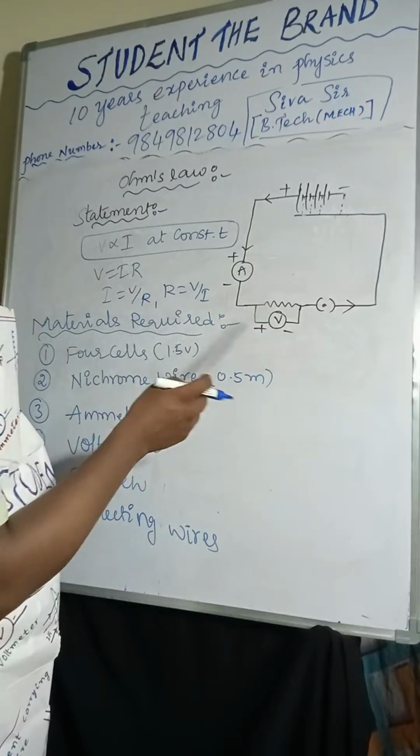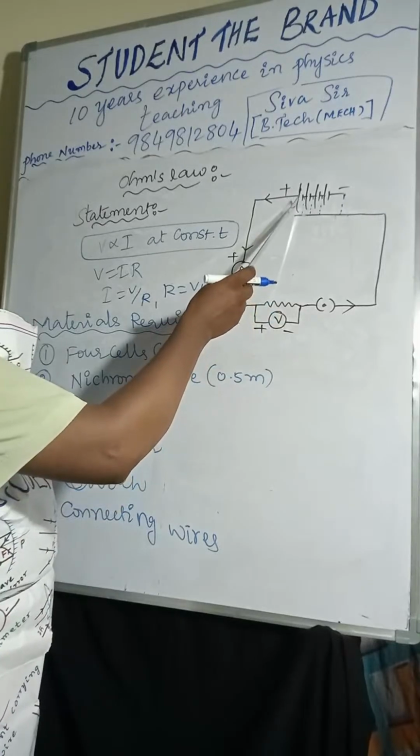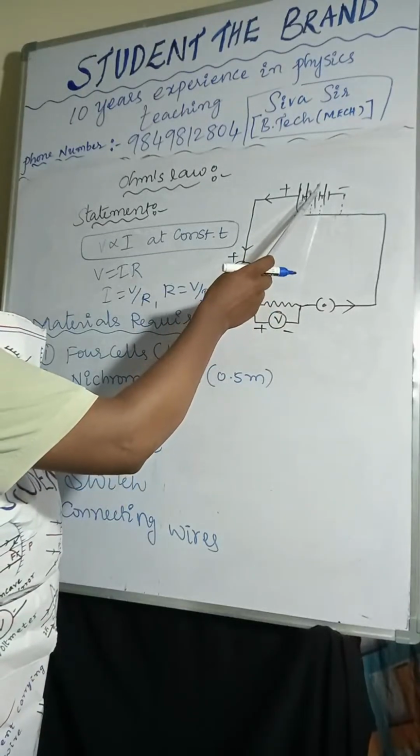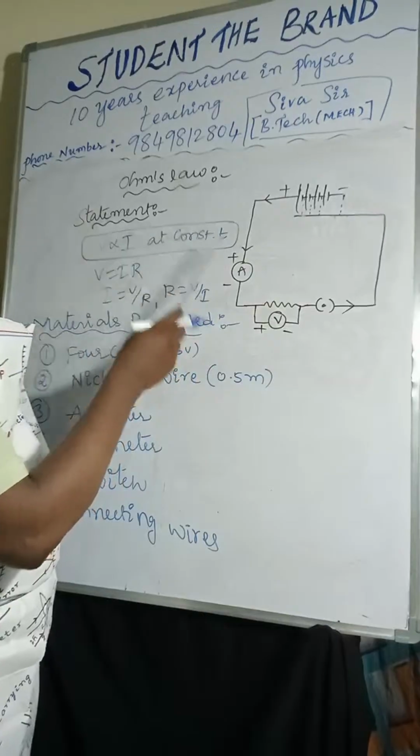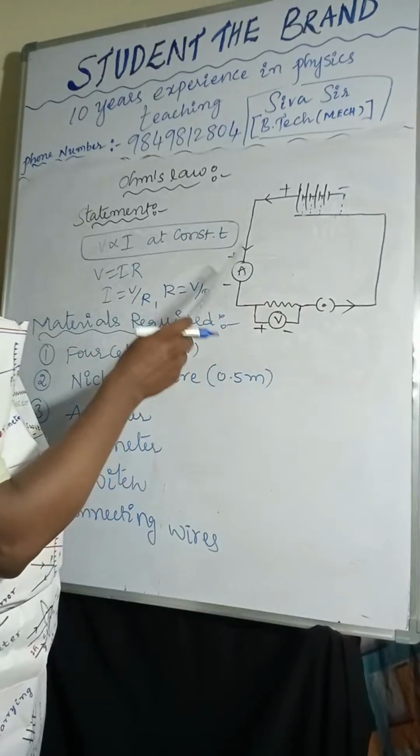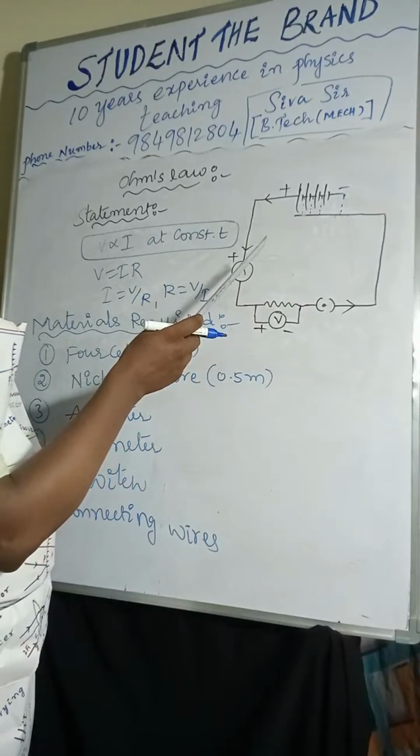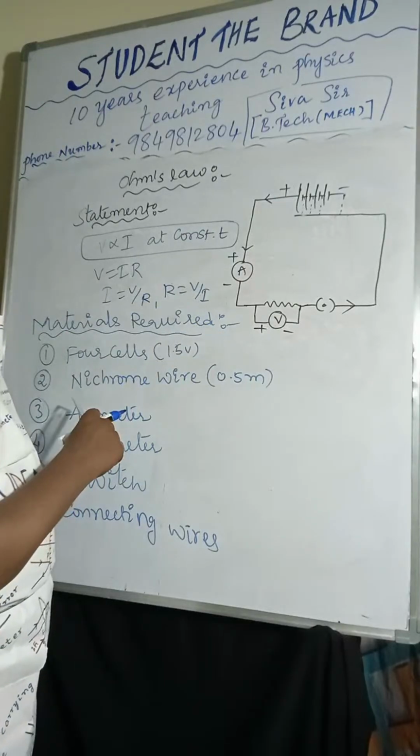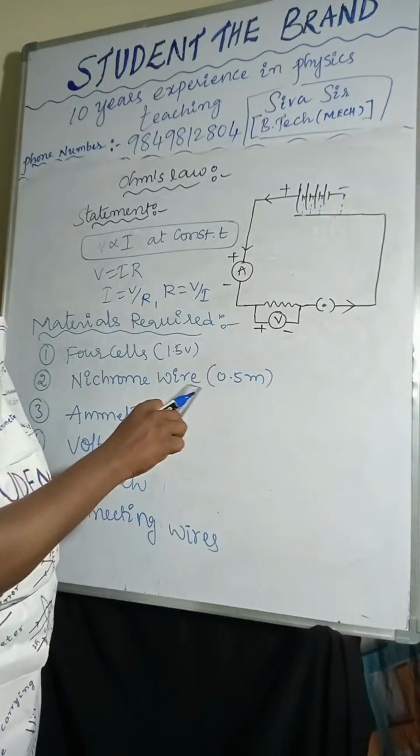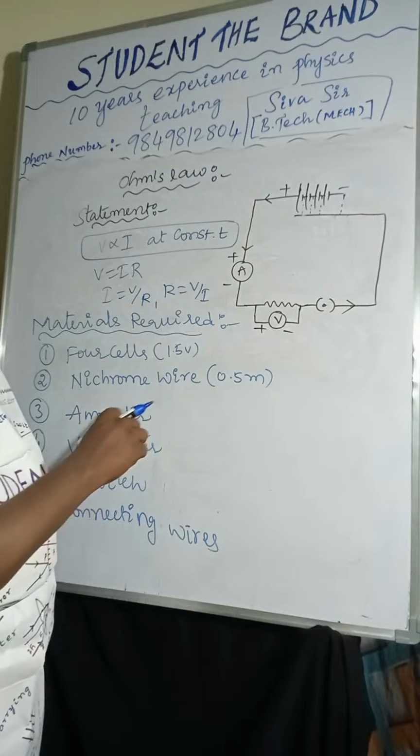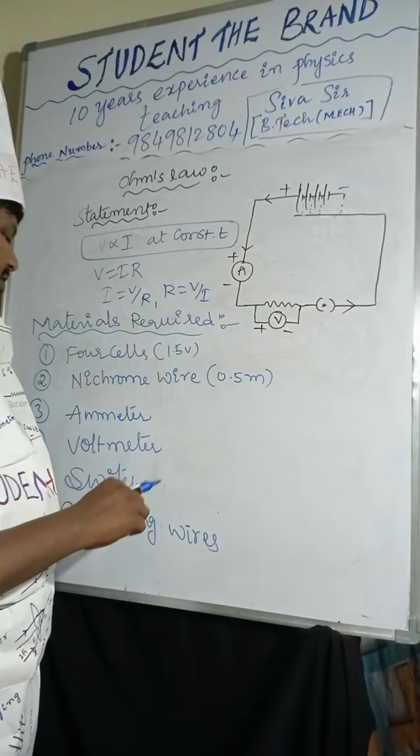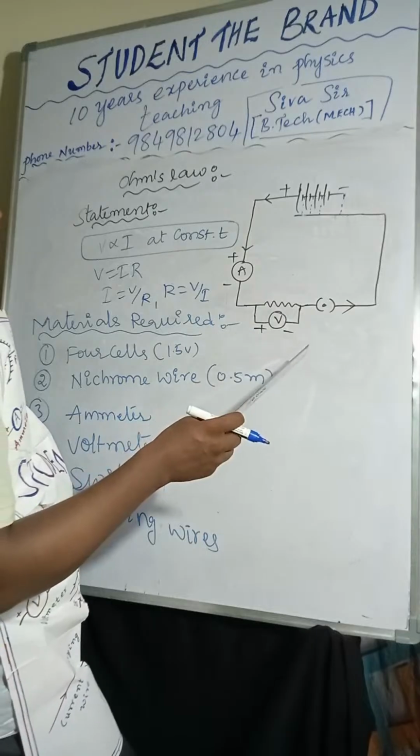Materials required: 4 cells of 1.5 volts each, and nichrome wire, an alloy of nickel, chromium, manganese and iron metals. Ammeter, voltmeter, switch and connecting wires. So these are the materials required.